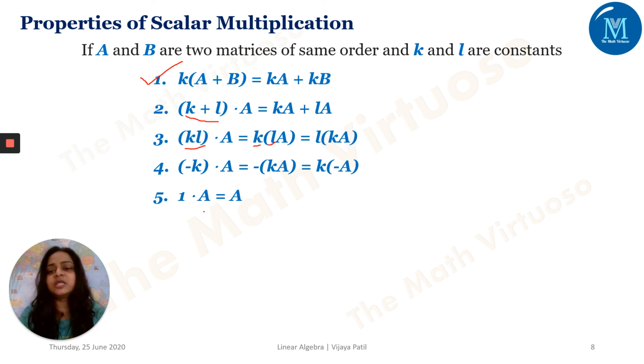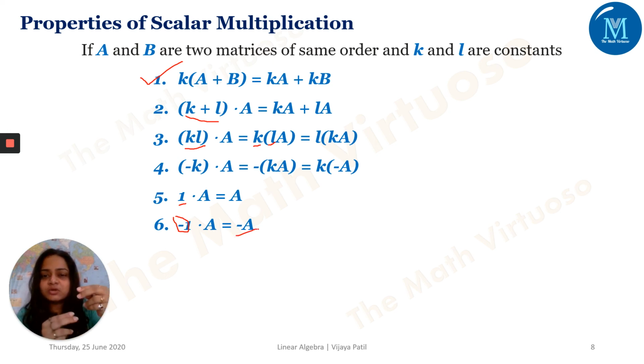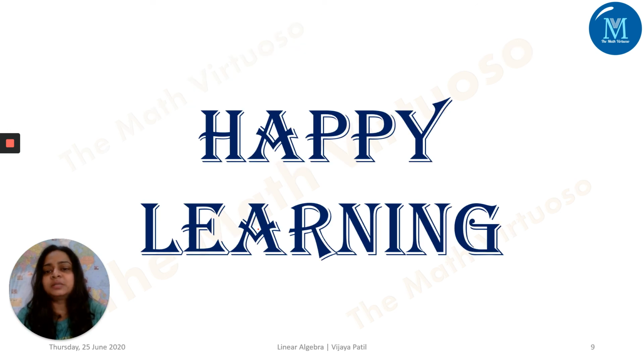And 1 into A is equal to A, and this is a property of scalar multiplication. Similarly, if in place of A I put minus A, I'll obviously get minus of A. So just take one or two small examples and try to prove those properties. So this covers the algebra of matrices up to scalar multiplication.